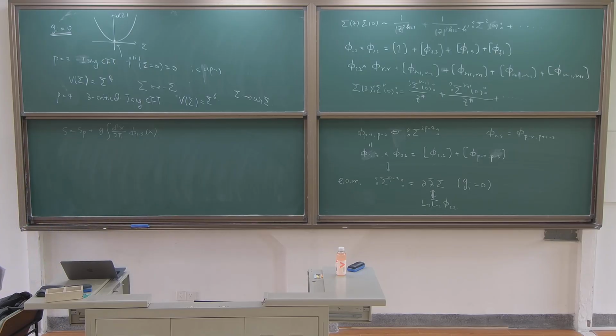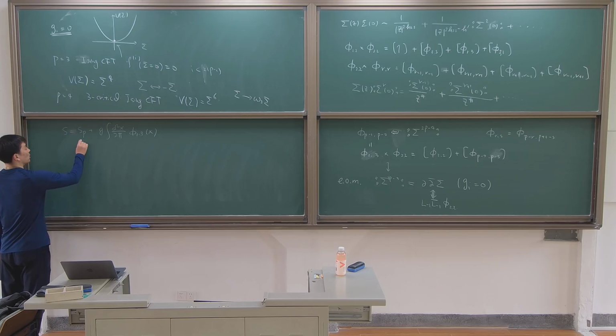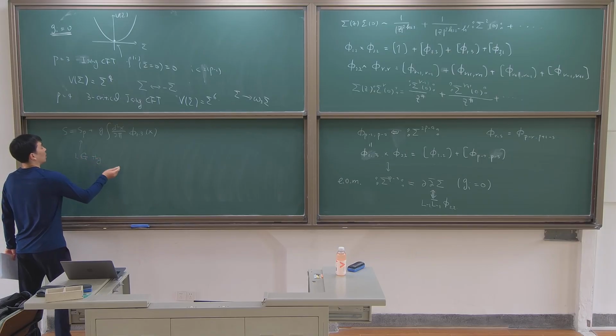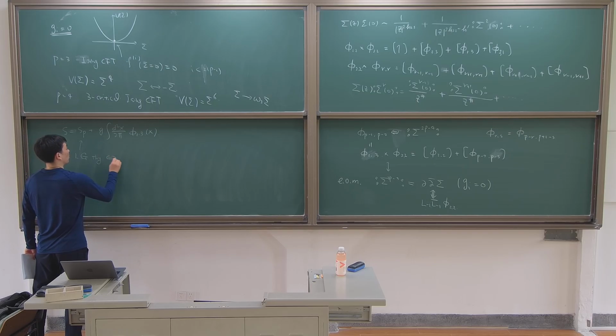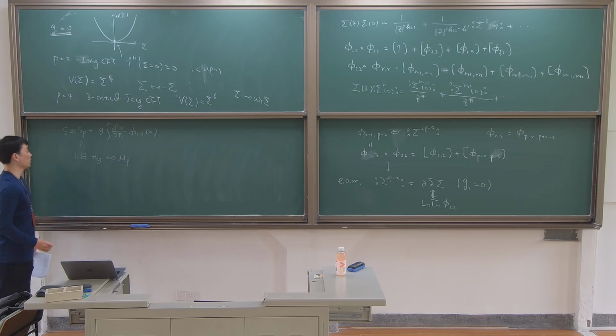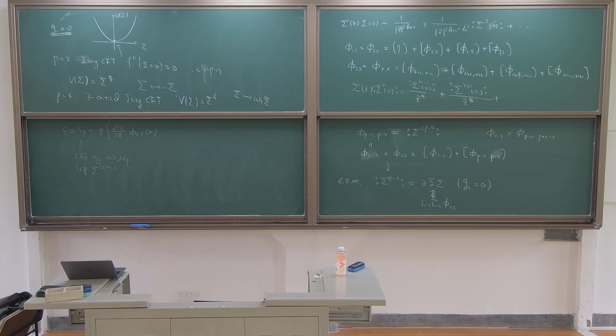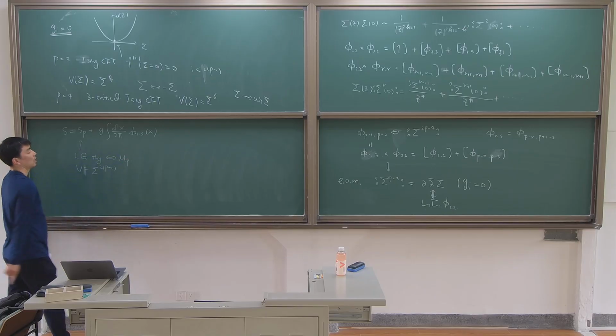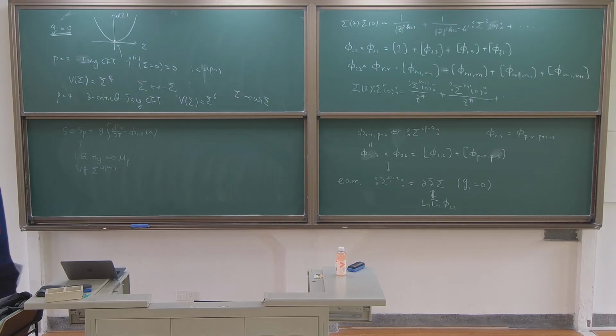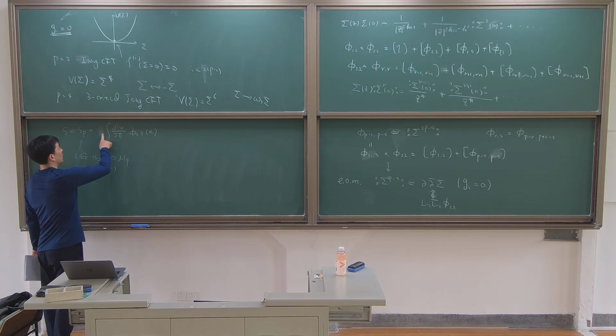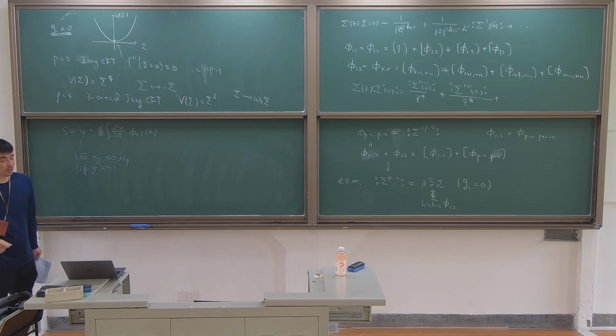Okay, let's consider the following deformation. This one is the Landau-Ginzburg model, the LG theory, corresponding to the minimal model M_P. So the potential is something like this. And then you deform the theory, and let's see what's going to happen.